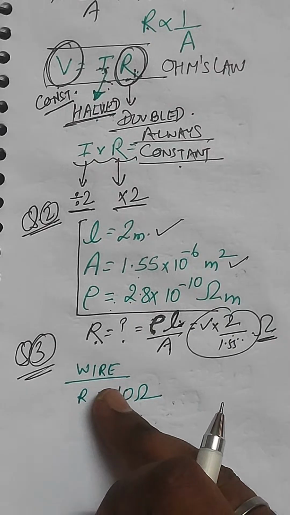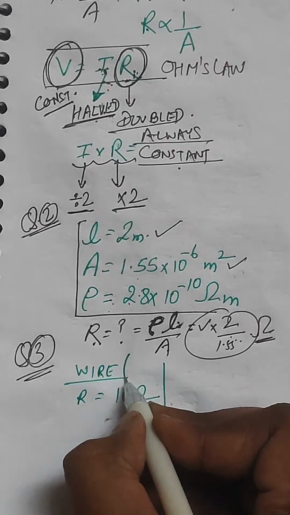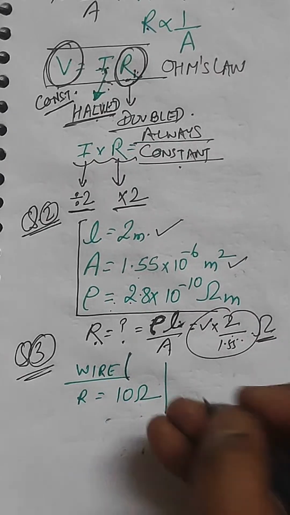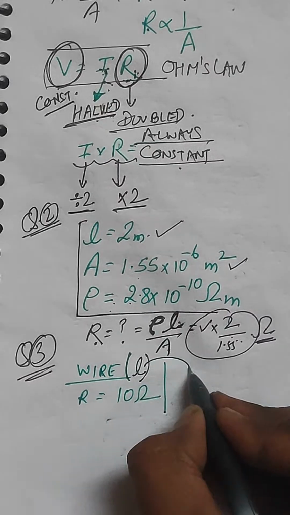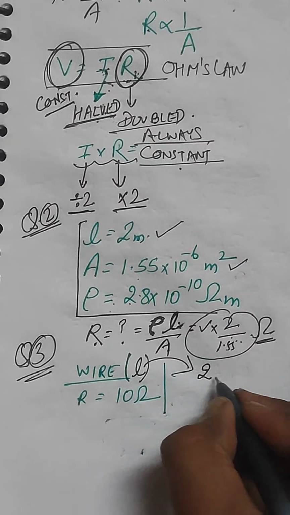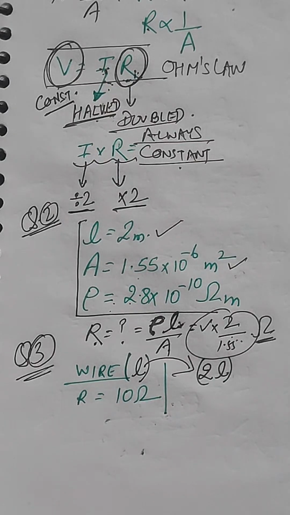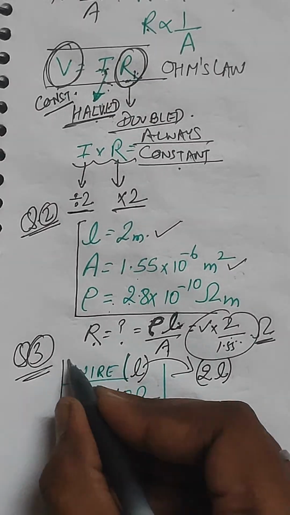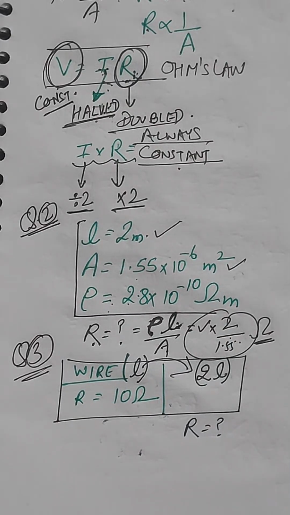Now here this wire is stretched to double its length. So let us assume the length of this wire is L. Now the new length will become how much? Double its length, because this is stretched to 2L. Now the question is, what will be its new resistance in this condition?